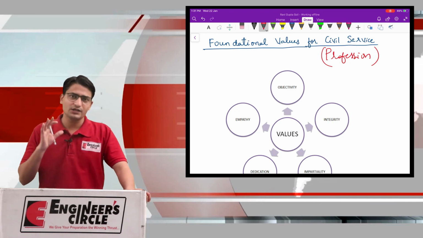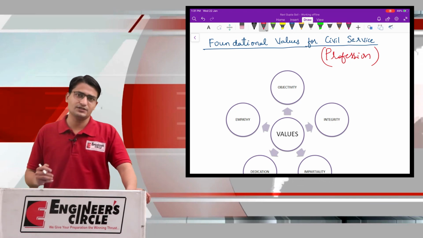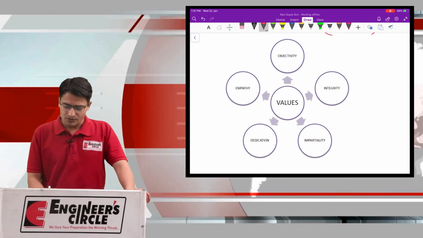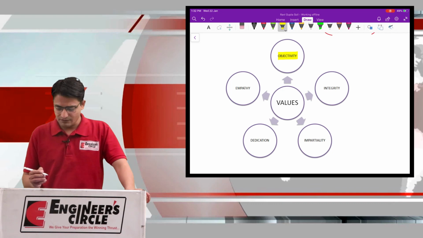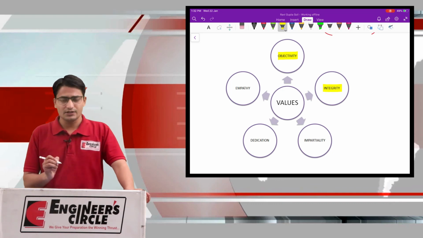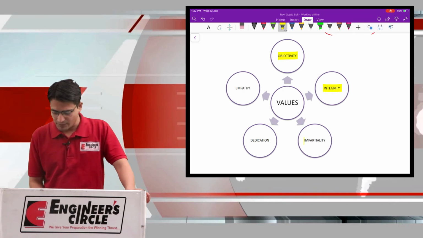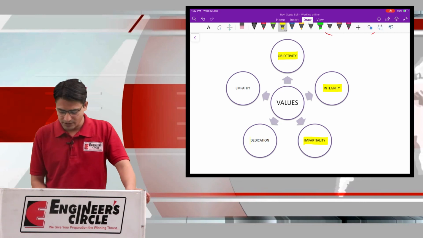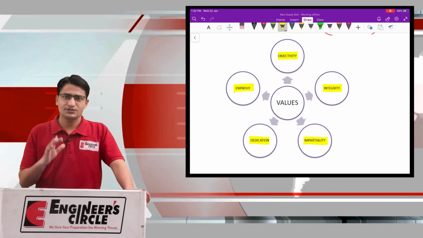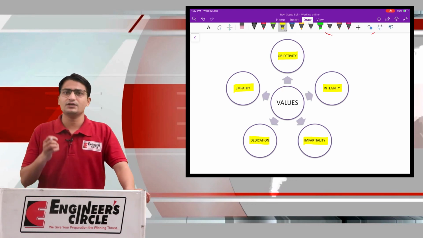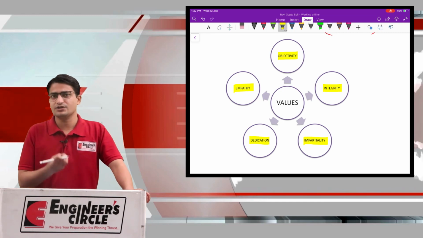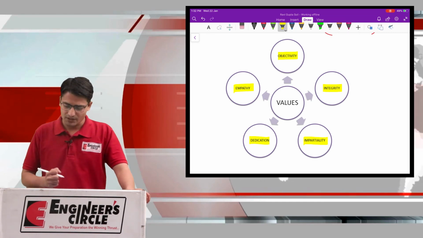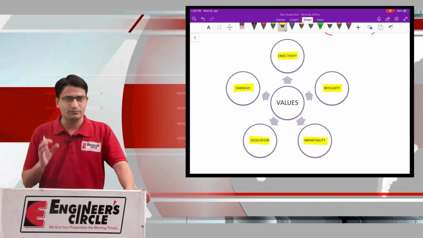Now what are these 5 values? We will discuss them one by one. The first value is objectivity, the second one is integrity, the third one is impartiality, the fourth one is dedication, and the fifth one is empathy. These 5 are the basic professional values or foundational values for civil services. Now we will study them one by one.